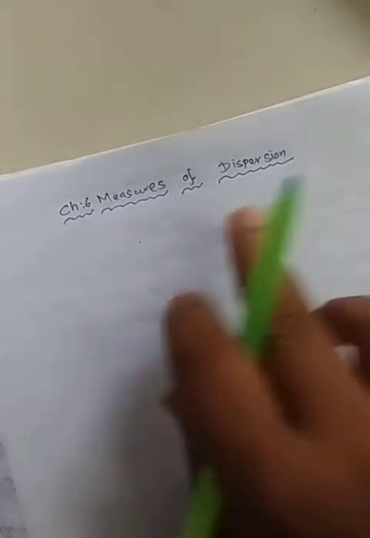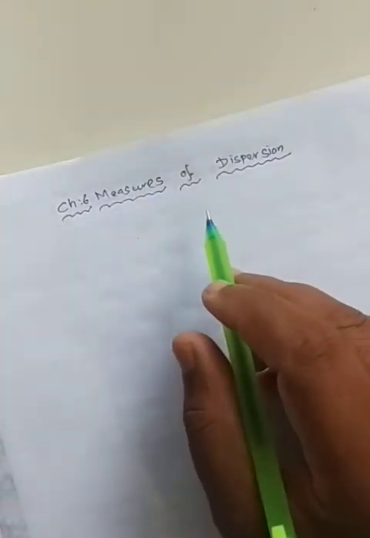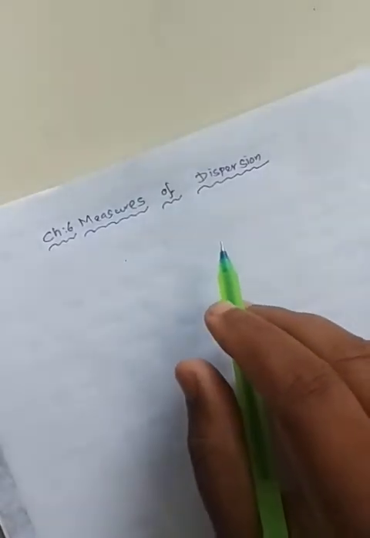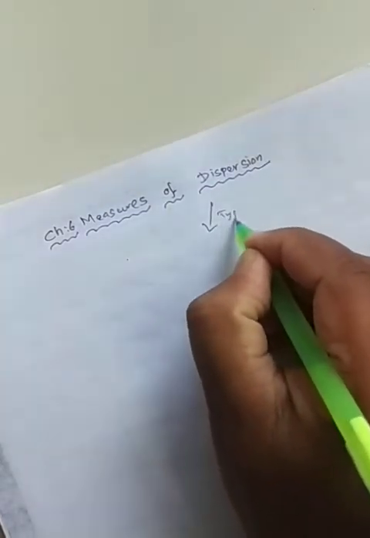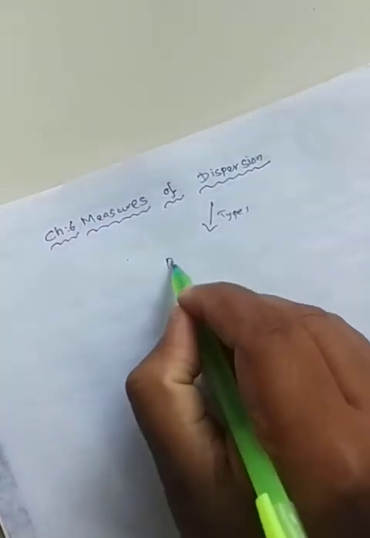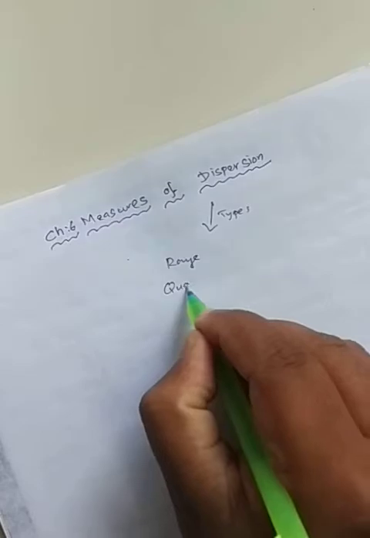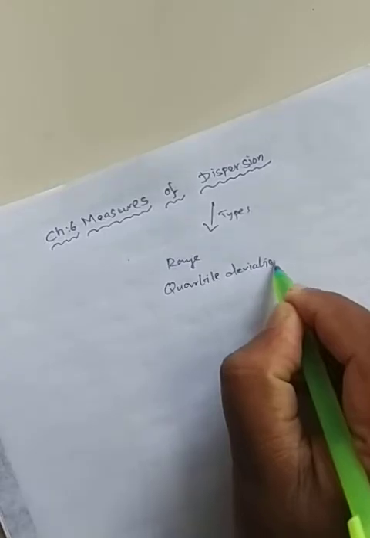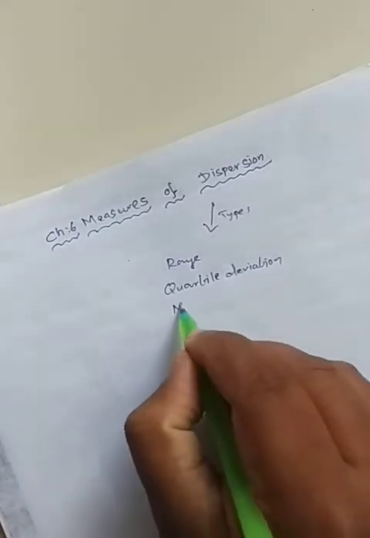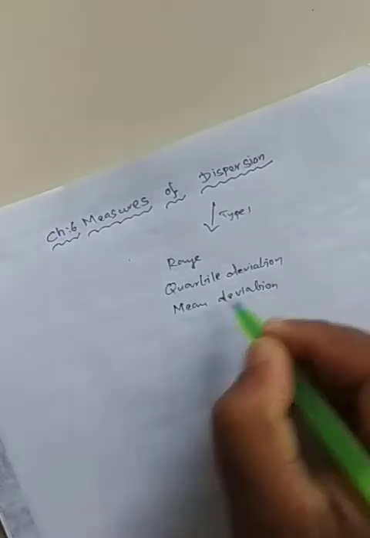What is measures of dispersion? Dispersion means what? That we will see. Dispersion has so many types here. What are the types? We can say range, quartile deviation, mean deviation, and then we have standard deviation.